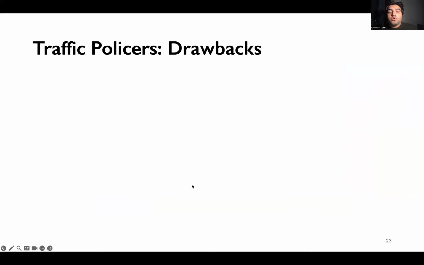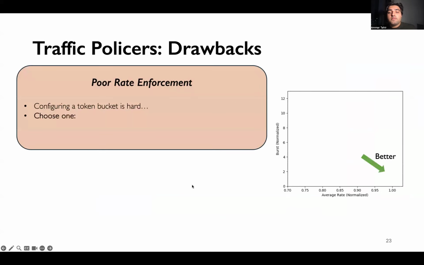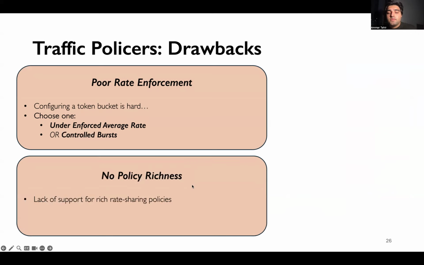Traffic policers have their own drawbacks though. Configuring a token bucket is challenging. You have to accept either under-enforced rate, which means the achieved rate is lower than the desired rate. Or if you try to fix that by choosing a different configuration, you get very large bursts, sometimes tens of times larger than the desired rate. And with a traditional policer, it is impossible to get both at the same time.